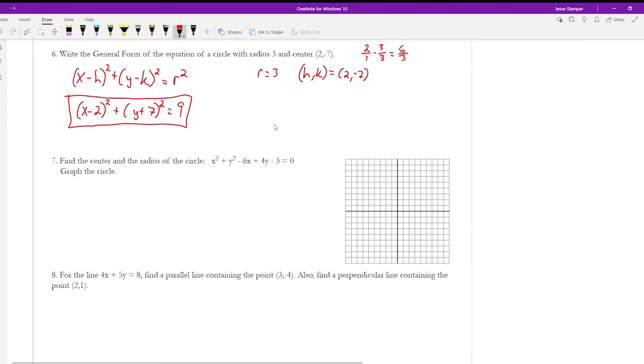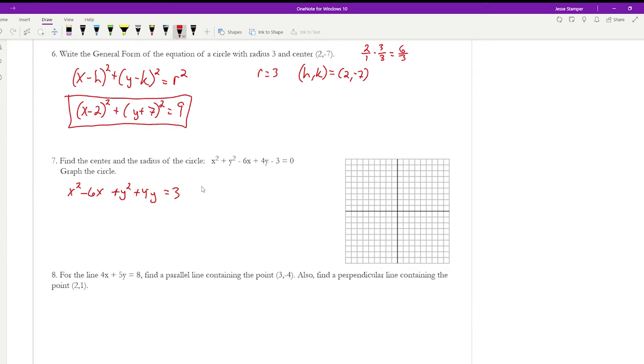Now, number 7, I gave you the equation of the circle, and I want you to find the center and the radius of the circle and then graph it. All right, first thing you should do is write this down and group the like terms. We get x squared minus 6x plus y squared plus 4y. And we want to move the negative 3 across and make it equals 3.